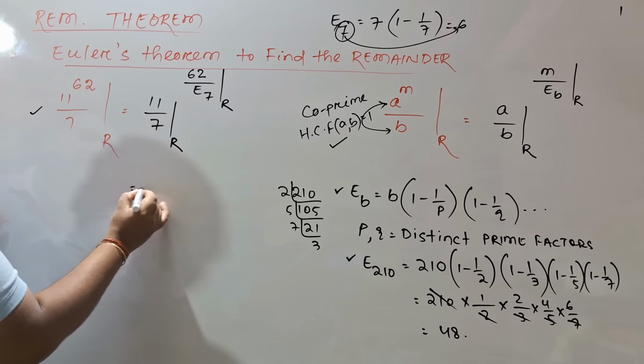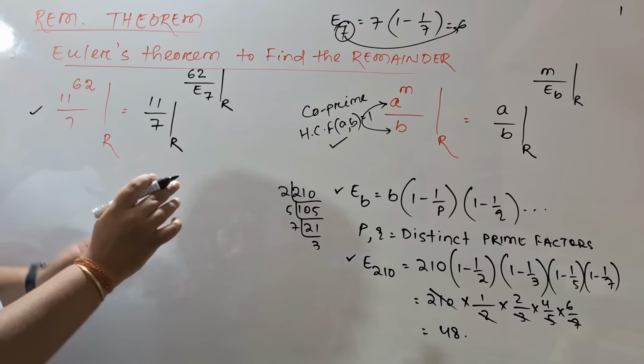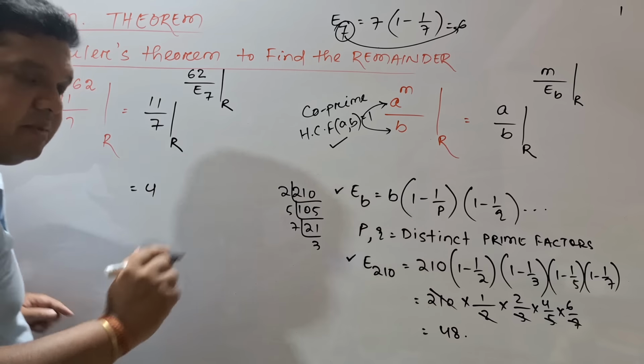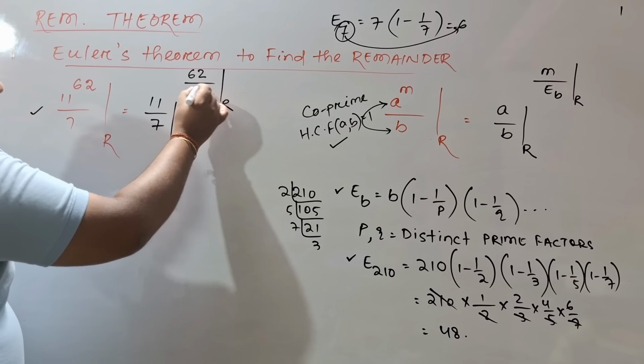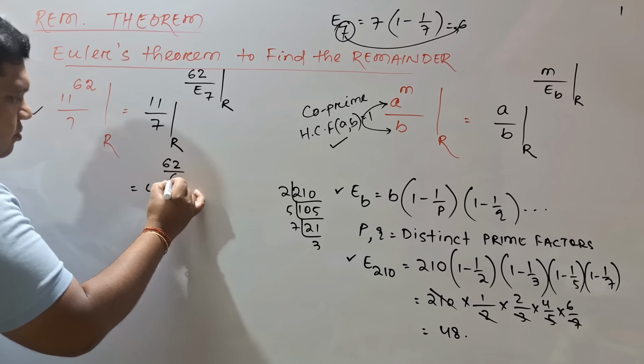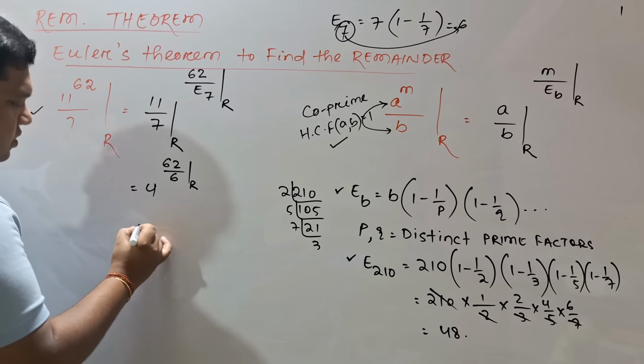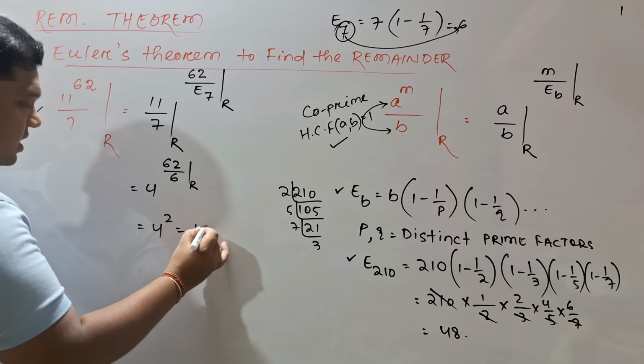11 by 7, remainder is 4. 11 when it is divided by 7, 7 into 1, 7, remainder is 4. And 62, and you know Euler's number of 7 is what? 6. So 62 by 6, remainder is 2. So this is 4 square, that is equal to 16.